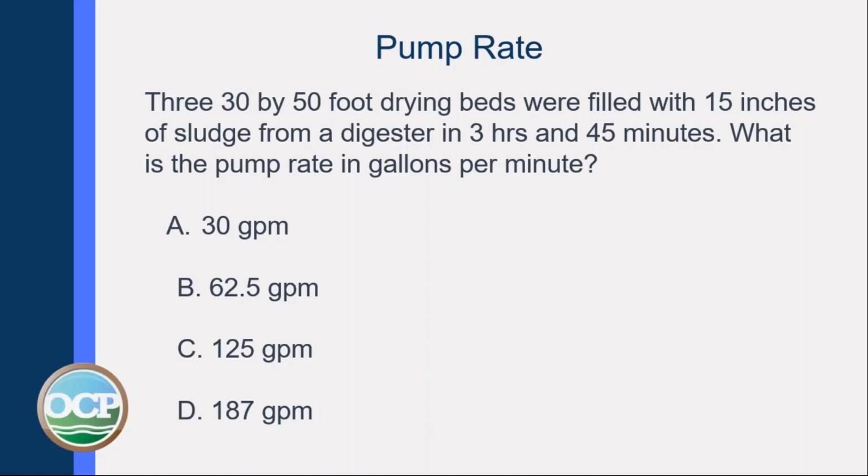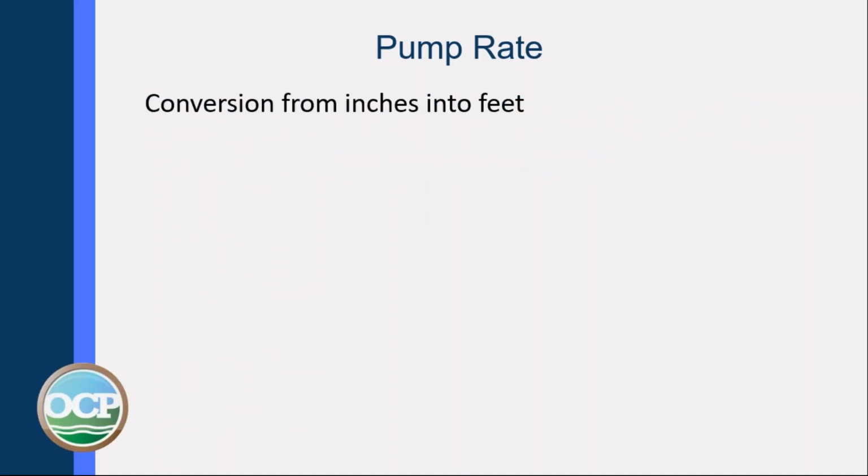Okay, what answer did you get? The correct answer is 187 gallons per minute. Now let's see how we got that answer. First, we have to convert the 15 inches into feet. 15 inches divided by 12 inches equals 1.25 feet.